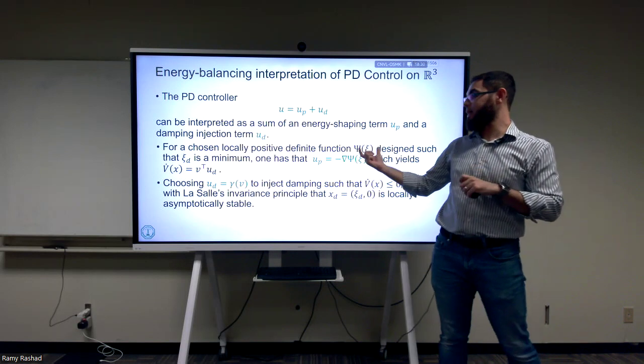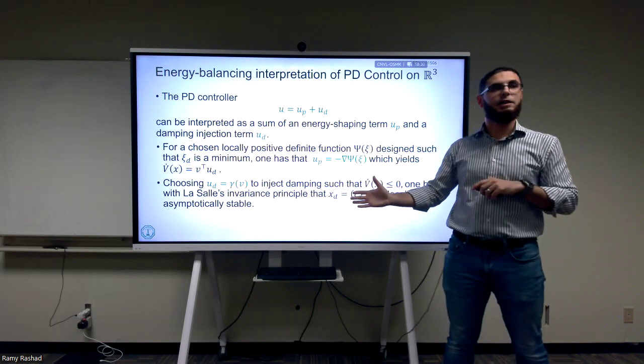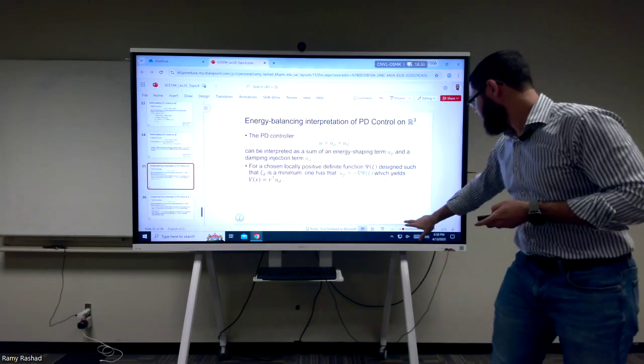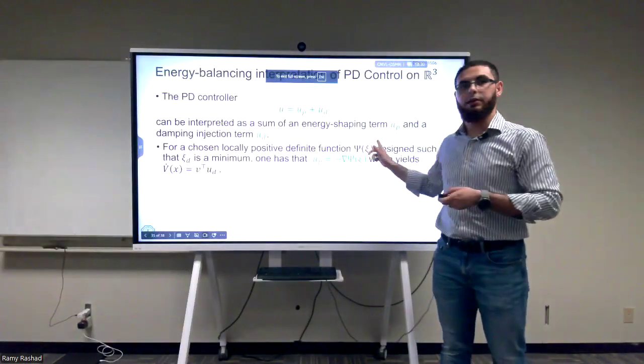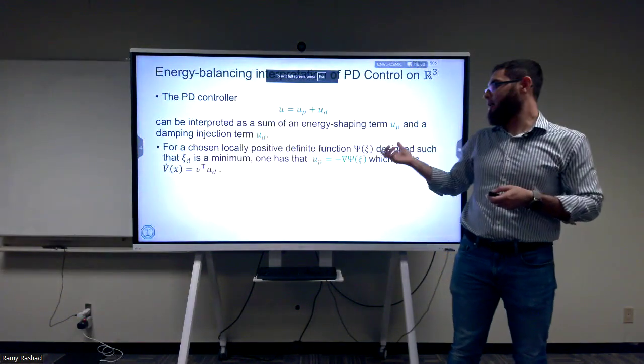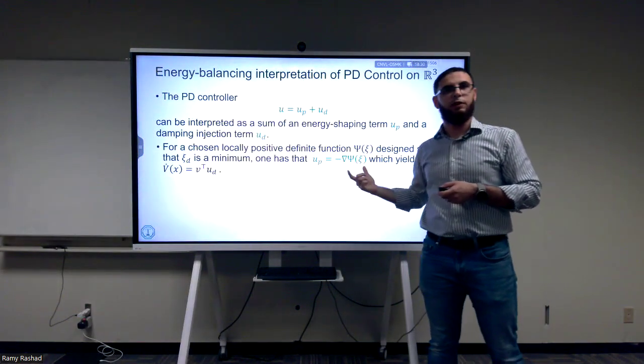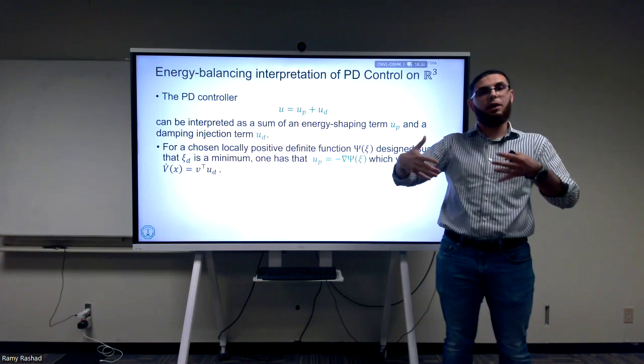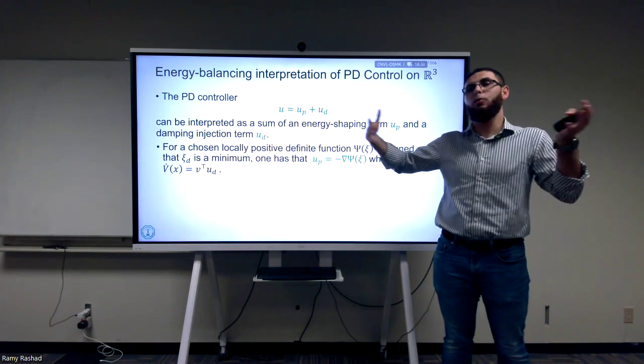No, I'm talking about the psi itself, before even talking about Lassalle's invariance principle. So this psi here, I'm saying we can find a locally positive definite function. Can I sometimes try harder and design another one that's globally positive definite?